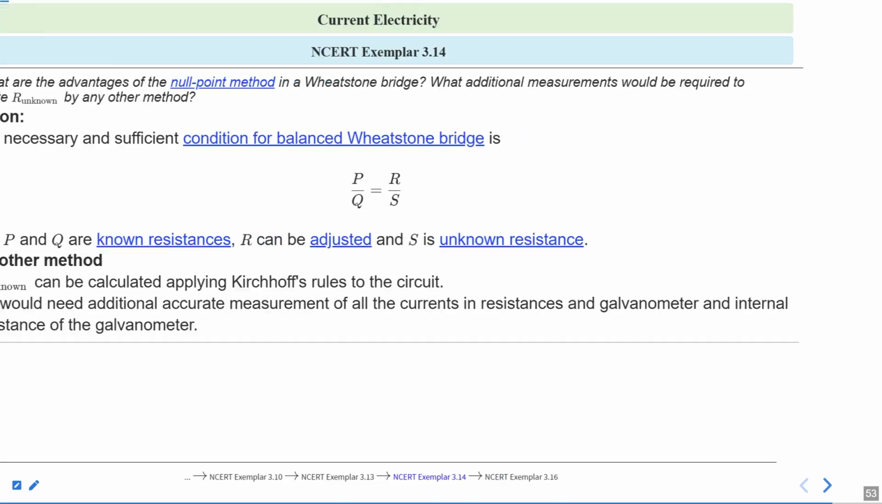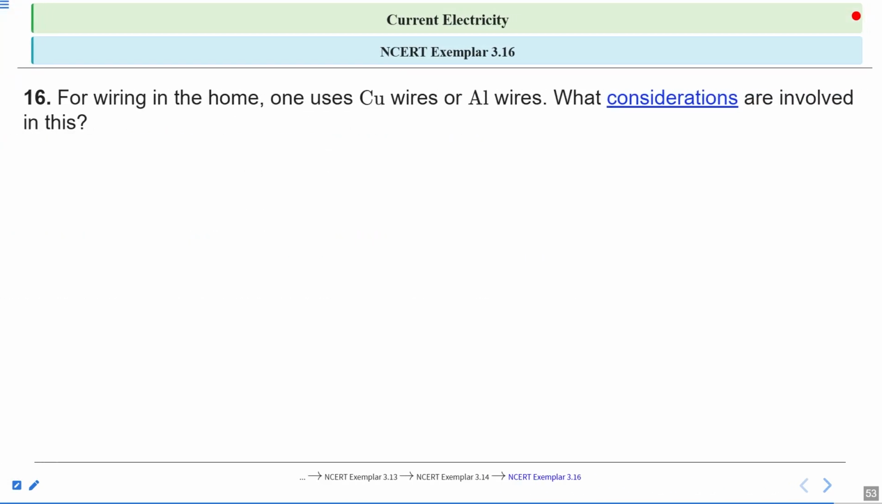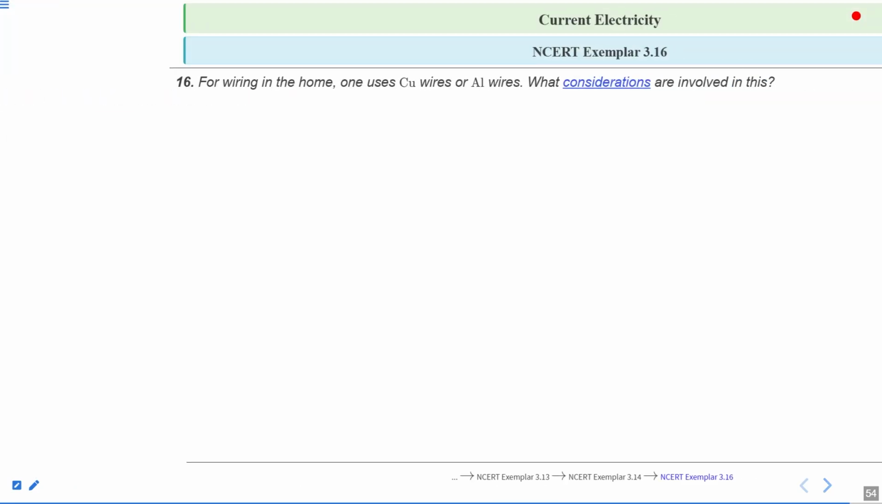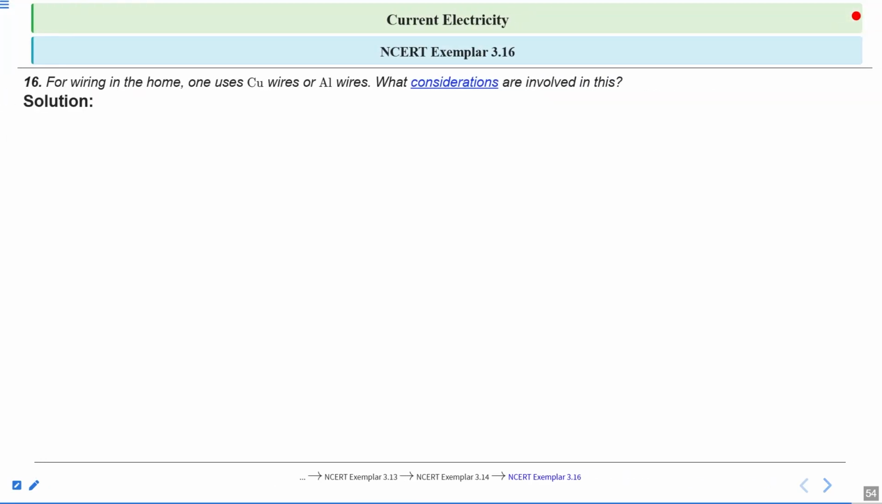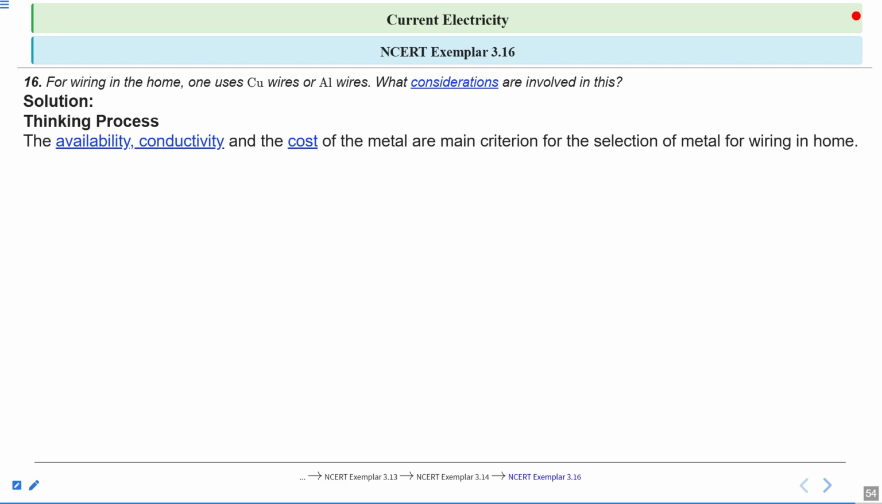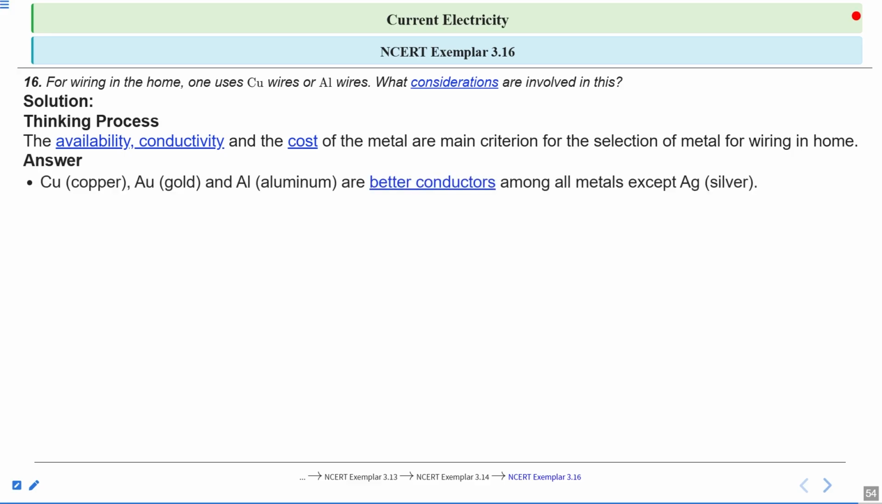Okay, so the next question is 3.16. For wiring in homes, one uses copper wires and aluminum wires. What considerations are involved in this? Okay, let's see the solution. So what is the thinking process for this? The availability, conductivity, and cost of the metal are the main criteria for selection of metals for wiring in the home. So what is the answer?